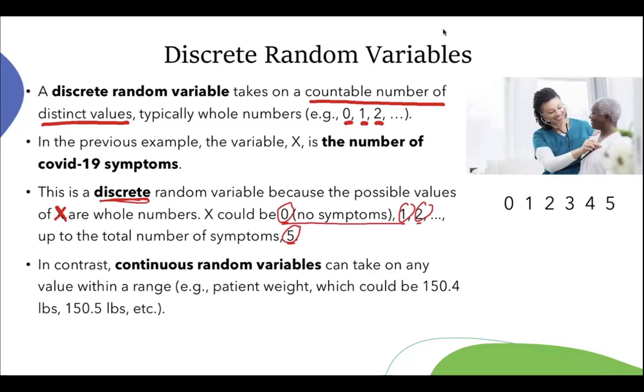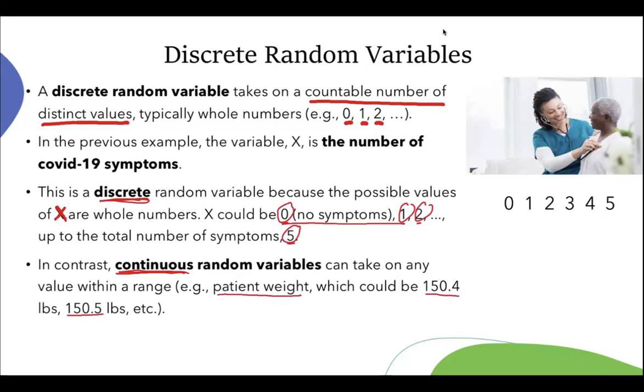Okay, now there are other types of random variables. The continuous random variables also exist, and they can take on any value within a range. For example, patient weight. Patient weight could be 150.4 pounds or 150.5 pounds. A person's weight is not restricted to be exactly 150 pounds or 151 pounds, etc.